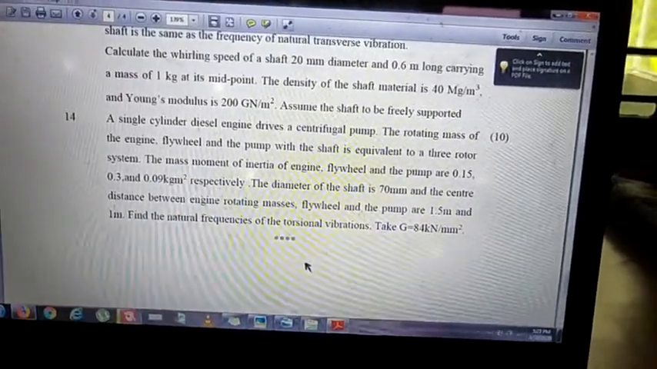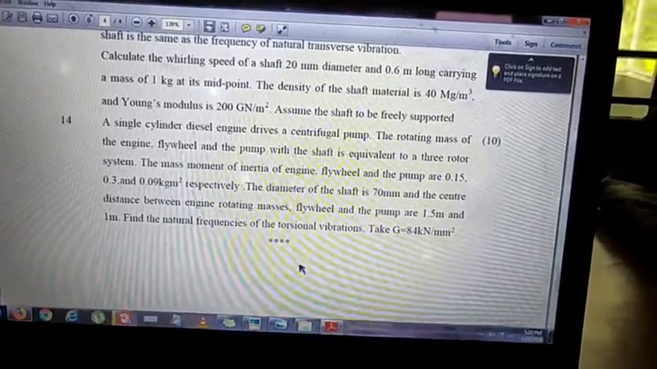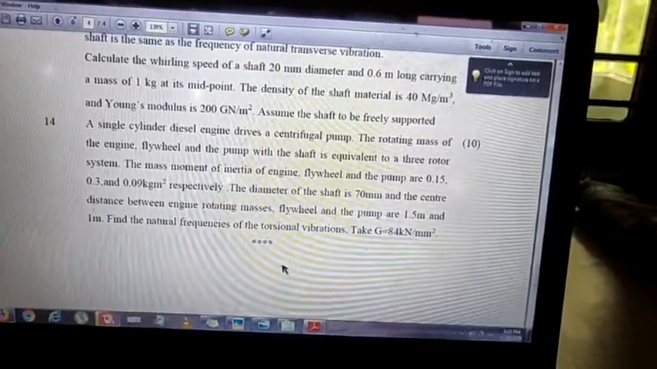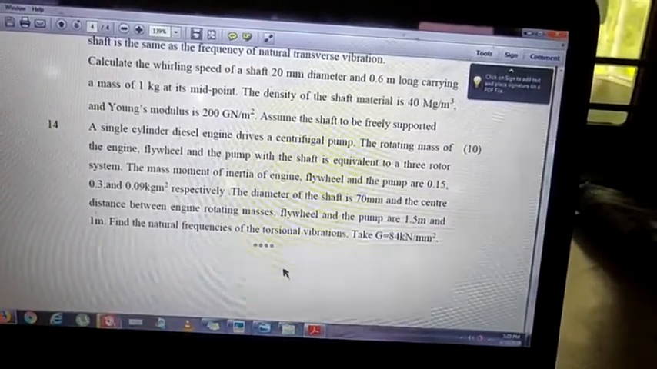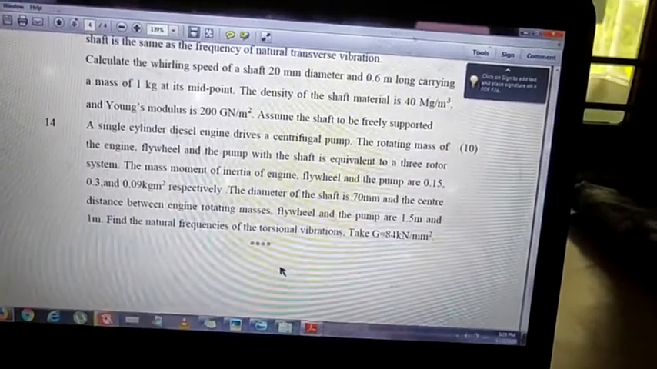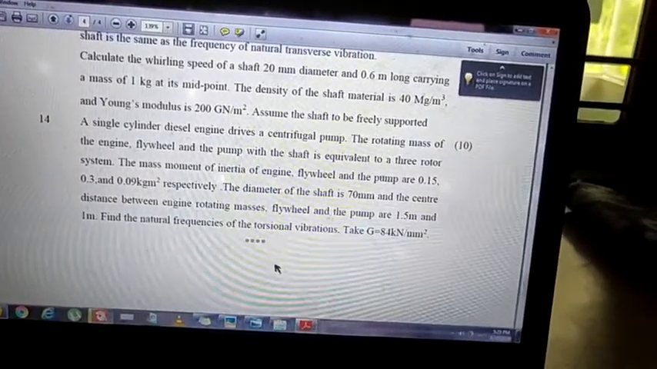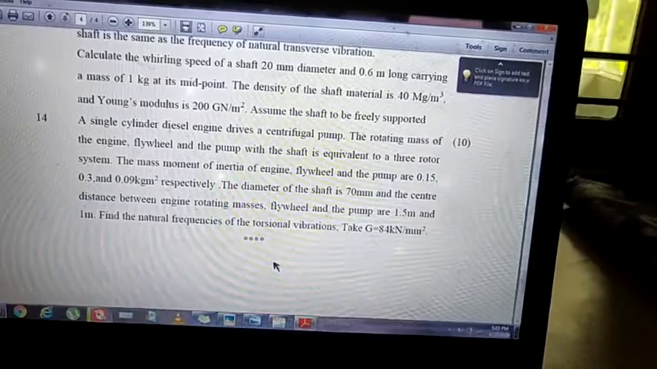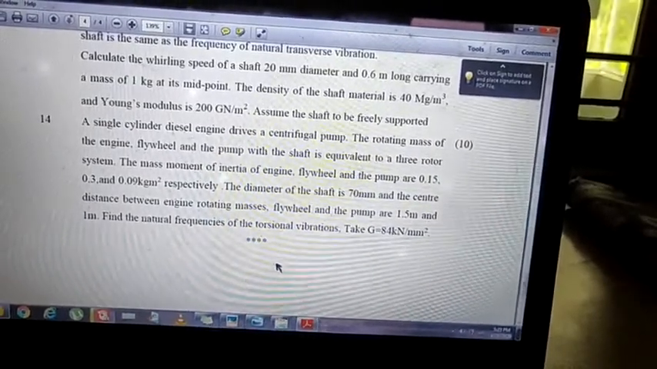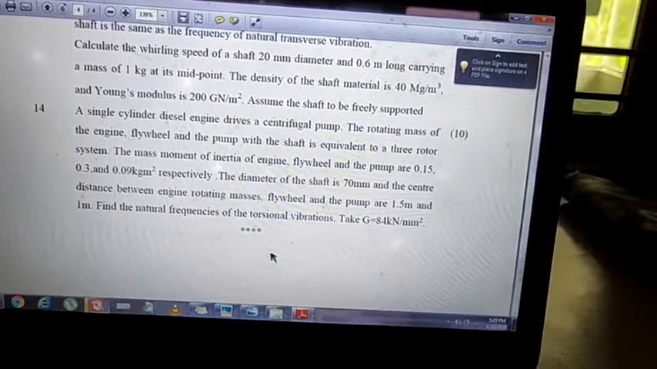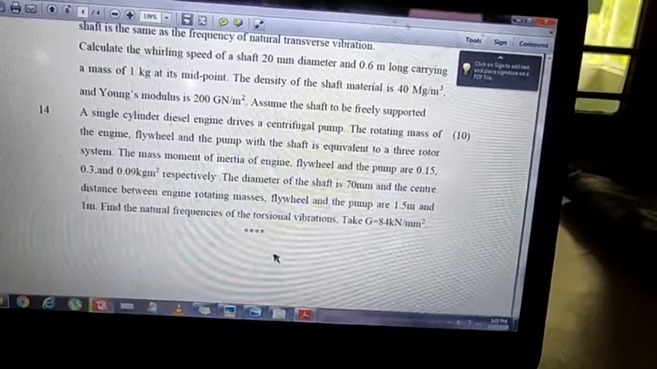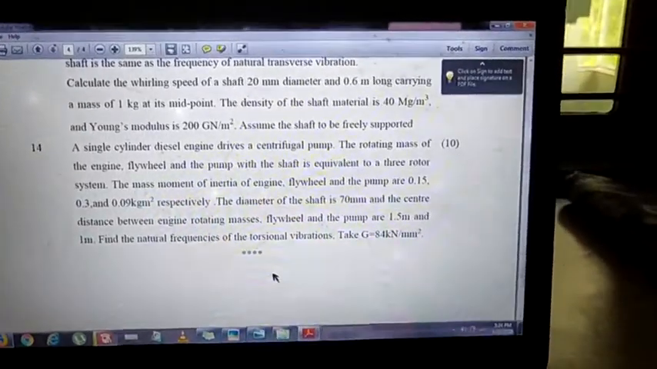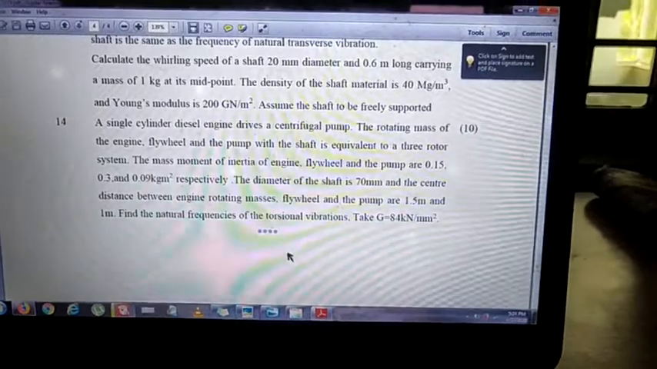A single cylinder diesel engine drives a centrifugal pump. The rotating mass of the engine, flywheel and the pump with the shaft is equivalent to a three rotor system. The mass moment of inertia of engine, flywheel and the pump are 0.15, 0.3 and 0.09 kg meter square respectively. The diameter of the shaft is 70 mm and the center distances between the engine rotating mass, flywheel and the pump are 1.5 meter and 1 meter. Find the natural frequencies of torsional vibrations. Take G equal to 84 kN per mm square. Pause the video, write down the question and read the question carefully.